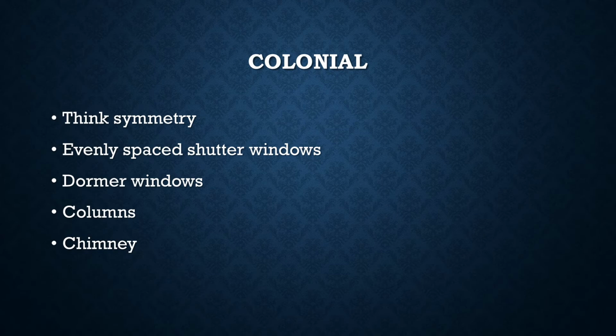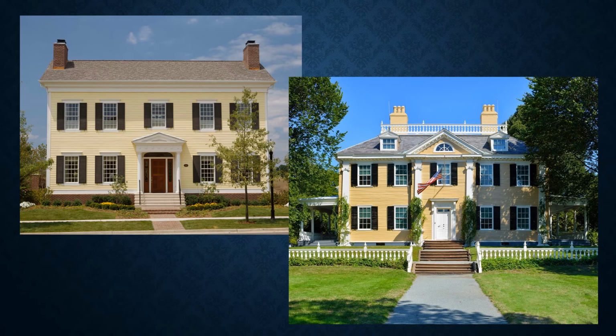It also has dormer windows as well as columns and chimneys. So when you see these types of aspects on the house, typically that's reminiscent of a colonial. As you see from these colonial houses, they tend to have shutters, those little black things on the sides of the windows. So those are called shutters. Those are very common in colonial housing.